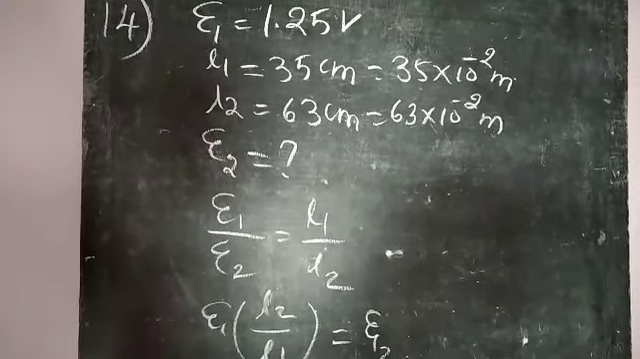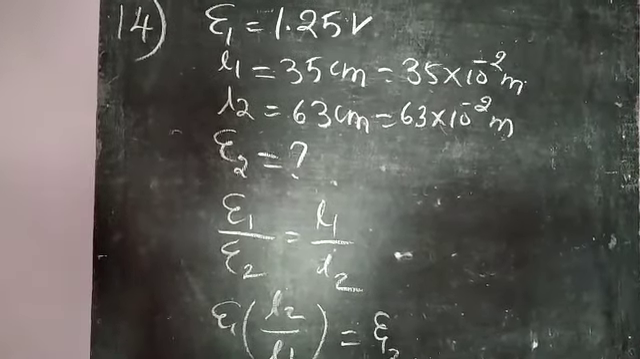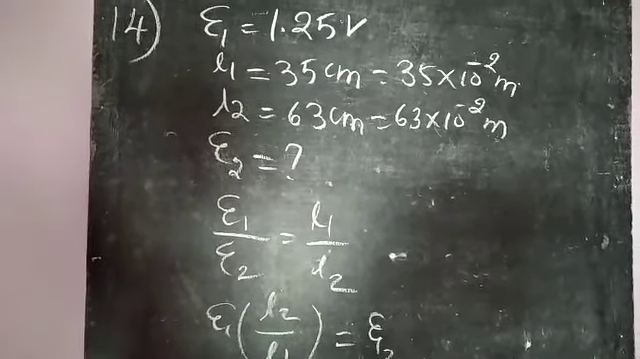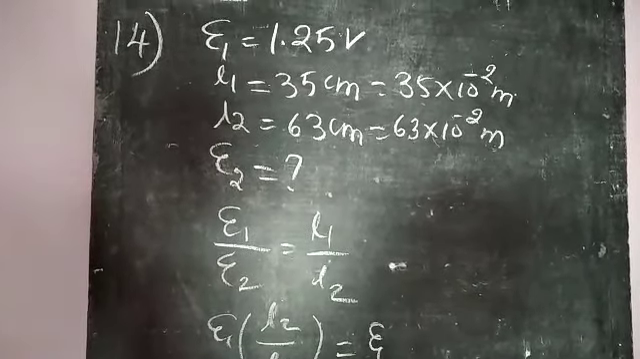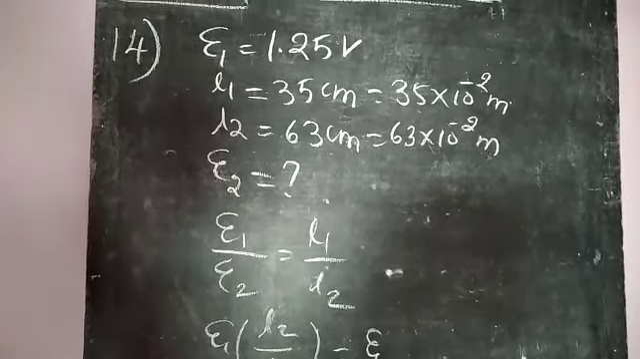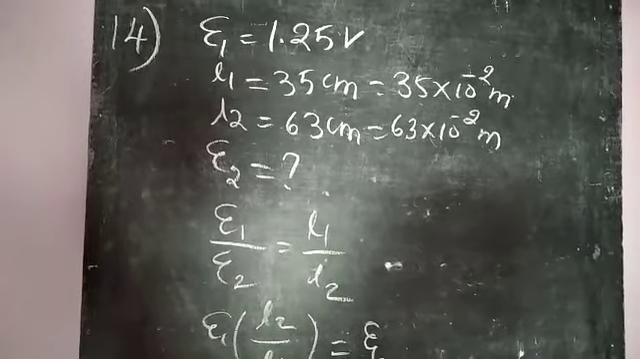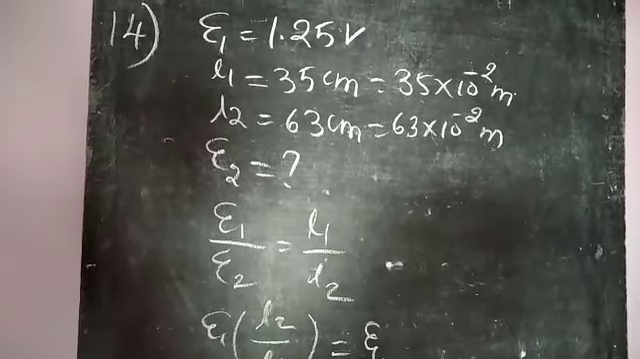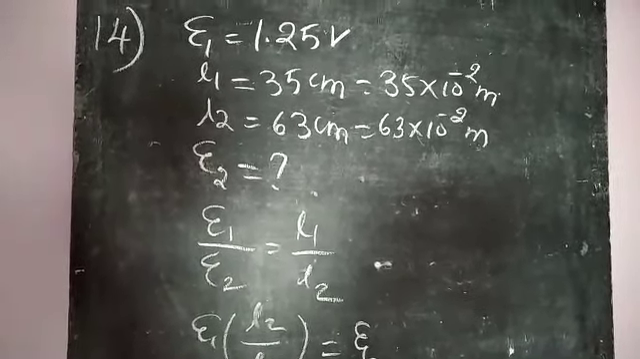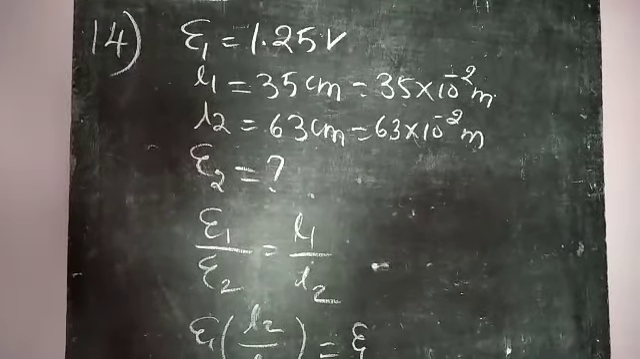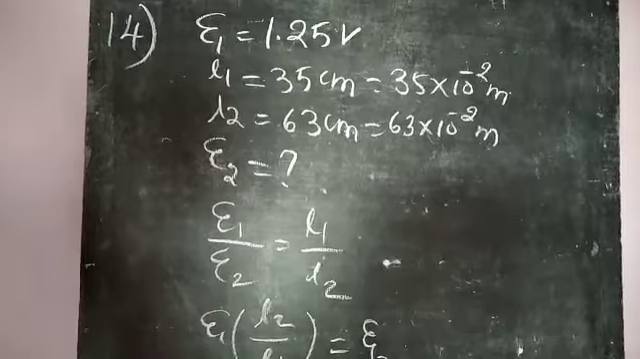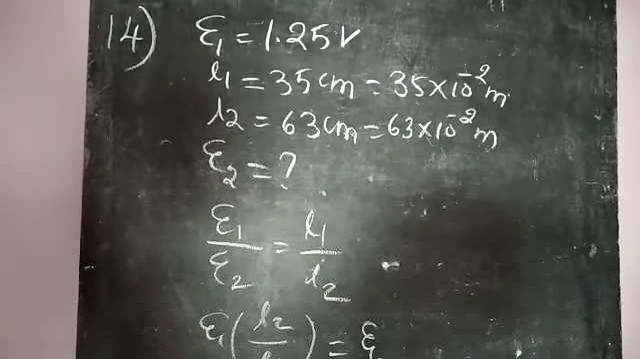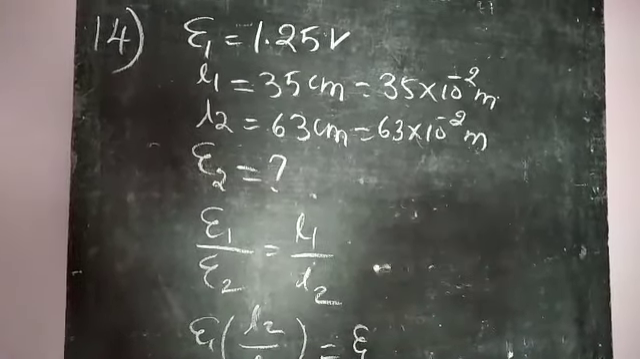EMF of the cell E1 is 1.25 volt, balancing length L1 equal to 35 centimeter. So centimeter is converted into meter. So 35 into 10 to the power of minus 2 meter. The balancing length L2 is 63 centimeter. 63 centimeter is converted into meter. Centimeter is 10 to the power of minus 2.